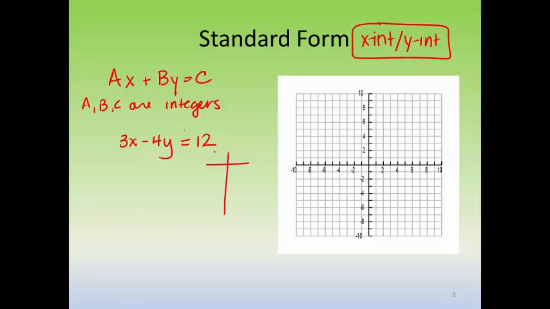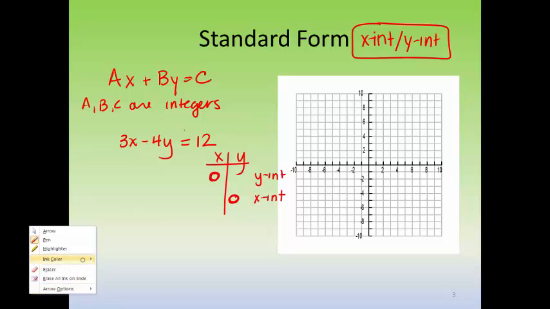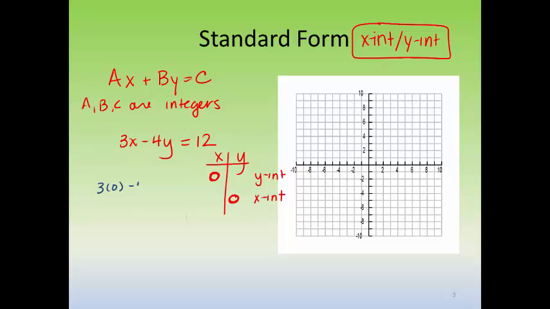So I'm going to make a quick chart. Our x and y's, okay, and I'm going to put a 0 in for x and I'm going to put a 0 in for y. This is going to give me my y-intercept, and this one's going to give me my x-intercept. Okay, well, how do I do that? I just use substitution. So let me grab another pen and we'll try it. That means 3 times 0 minus 4y equals 12, or negative 4y equals 12, or y equals negative 3. So one of my ordered pairs is 0, negative 3.